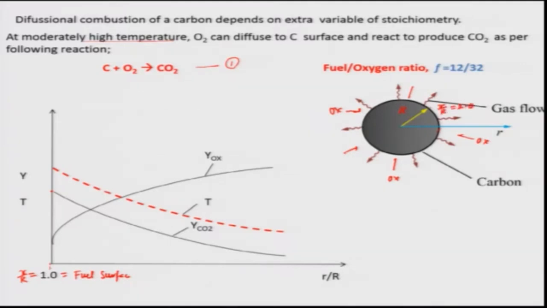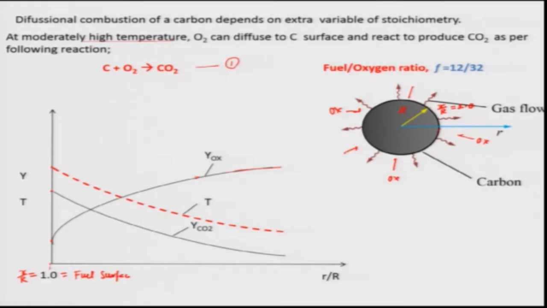And at this condition, the oxygen level is quite low, and sometimes it goes to zero values, or is a very low value, and then it increases asymptotically. In this region it increases more, but afterwards it goes asymptotically towards whatever the ambient condition is. And the temperature will be high here at the surface, and then it decreases along the r direction.